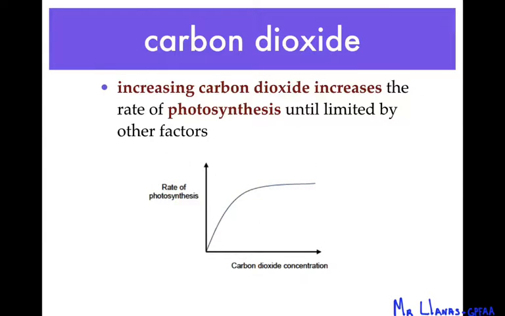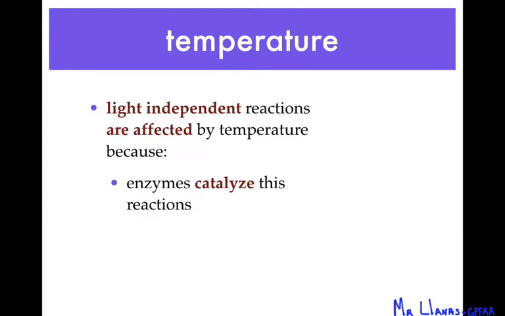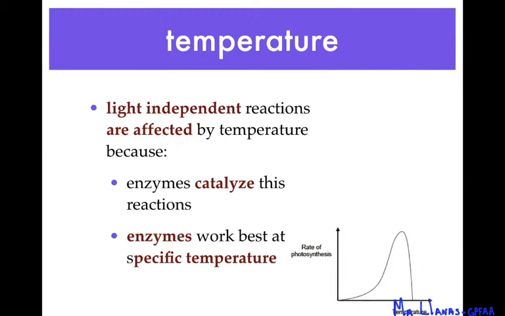You can see that as you increase the light, the rate goes up, but then it levels off, and eventually it can come down because it's damaging the chloroplast. Temperature, same thing. Light-independent reactions are affected by temperature because enzymes are the ones making this reaction happen, and we know that enzymes are affected by temperature. If you increase the temperature after the optimal temperature, which is right here, you see the big drop off. If you lower it, you can see how it's dropping off, and eventually it's going to denature and not function the way it should.